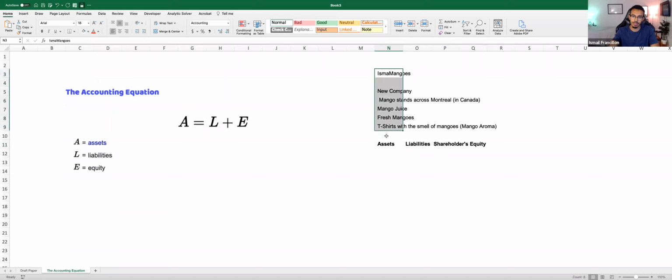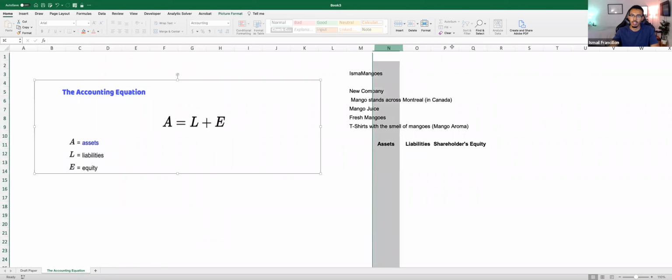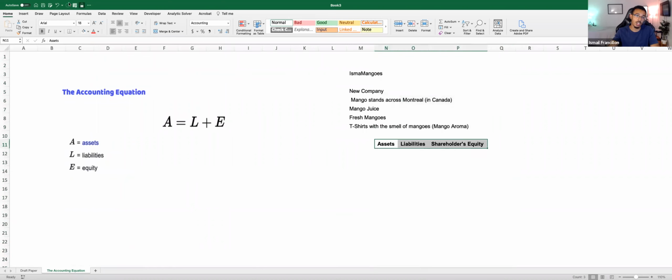All right. So this, I guess I'll move here. This I could just move like that. Okay. So yeah, we have our assets, liabilities, and shareholders' equity.